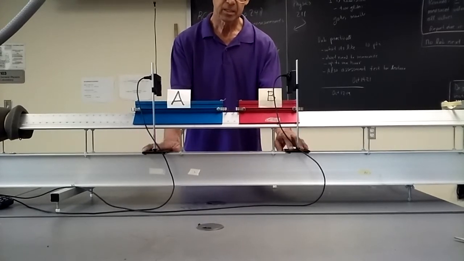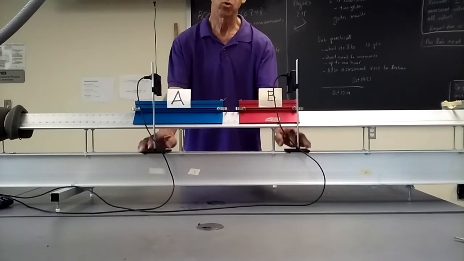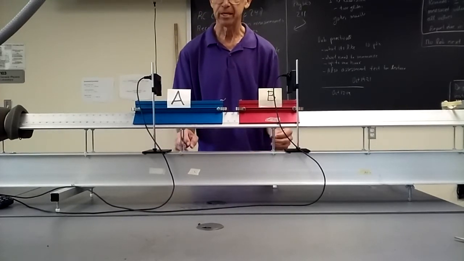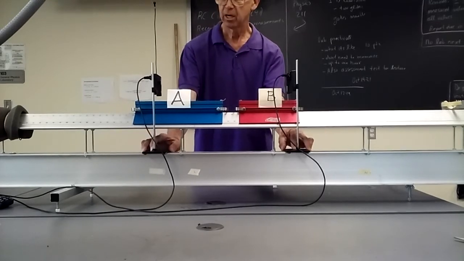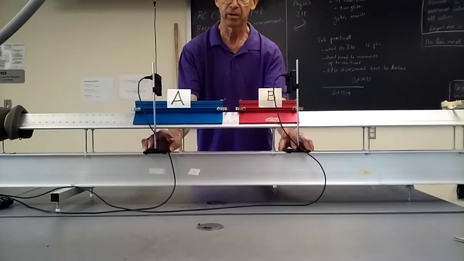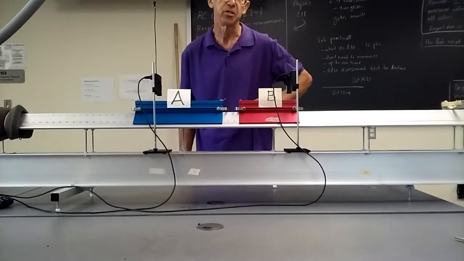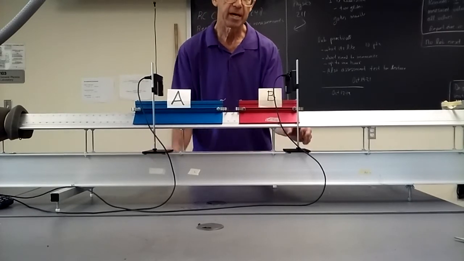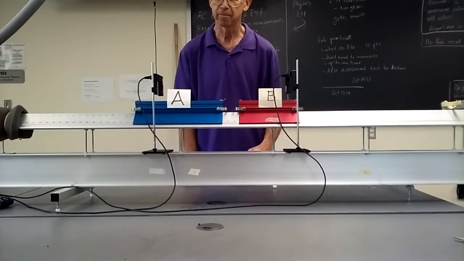The photo gates this time in this experiment can be moved, okay? In the energy experiment, they were fixed in one place, but in this one, they can be moved around. So here I am scooting them around, all right? And you may find it necessary to move them sometimes. So you have to think about that in this experiment.